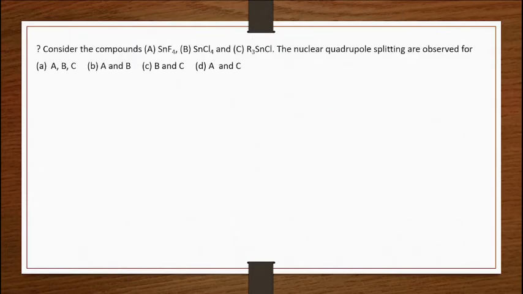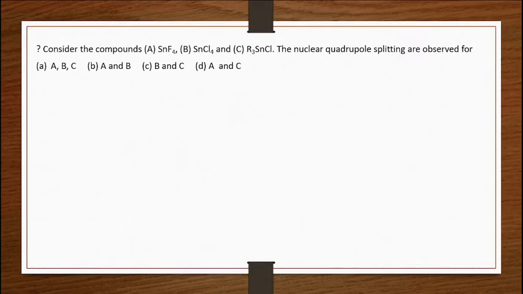And the next question is, consider the compounds SnF4, SnCl4, R3SnCl. The quadrupole splitting is observed for. The reason for the quadrupole splitting is due to the symmetry loss, or there is an asymmetry, either an asymmetry in the electron distribution or a ligand asymmetry. So here SnF4 is a special case, you have to know the structure of these compounds. SnF4 is forming a polymeric structure, while SnCl4 is tetrahedral and R3SnCl is also tetrahedral.